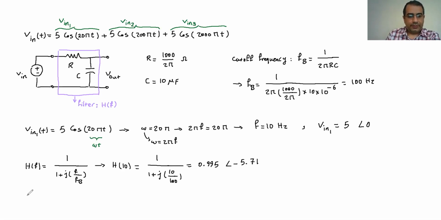So now I know that V out for the first one is simply H at 10 hertz times V in for the first one. So remember that H(f) is V out divided by V in. So for each of them, if I multiply V in by H(f), I'm going to get V out for that specific frequency. So I can also add V in for that specific frequency, and use it the same here.